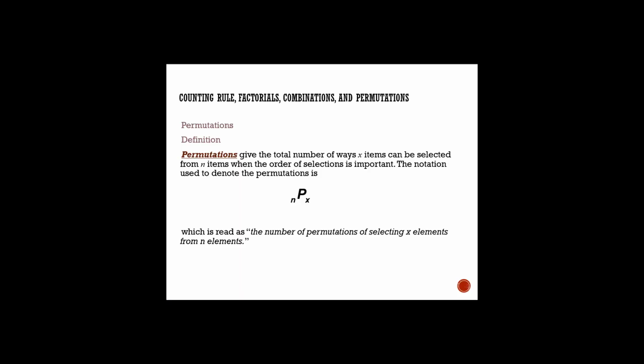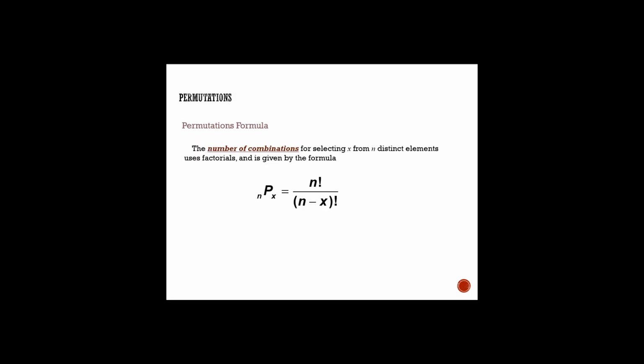So, what's the difference between a combination and a permutation? Well, a permutation tells us the total number of ways we can select x items out of n items, same thing, but in a permutation, order matters. The number of permutations of x elements from n elements is used only when the problem tells us that order makes a difference.